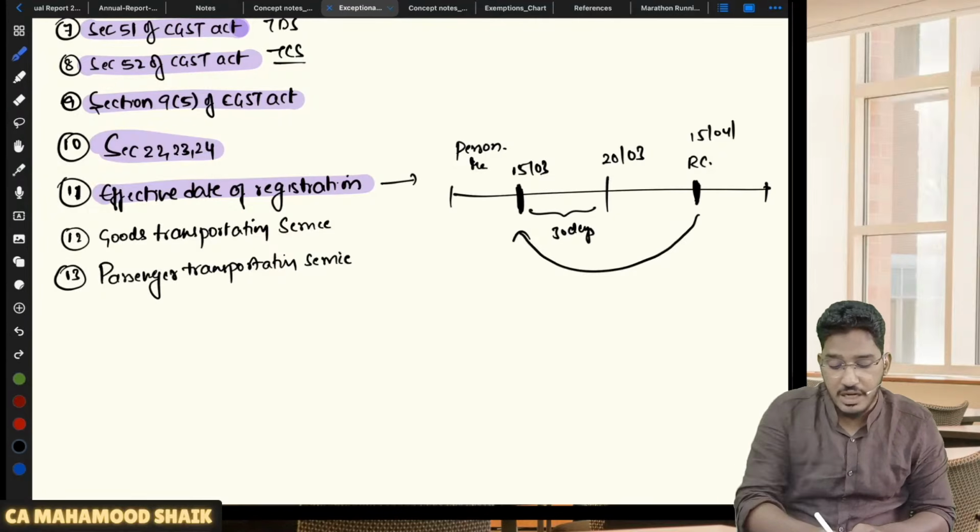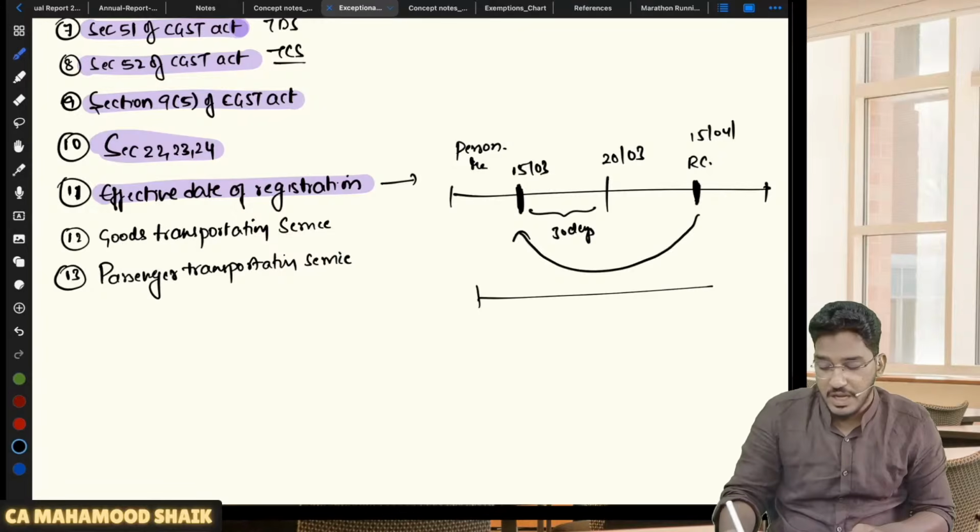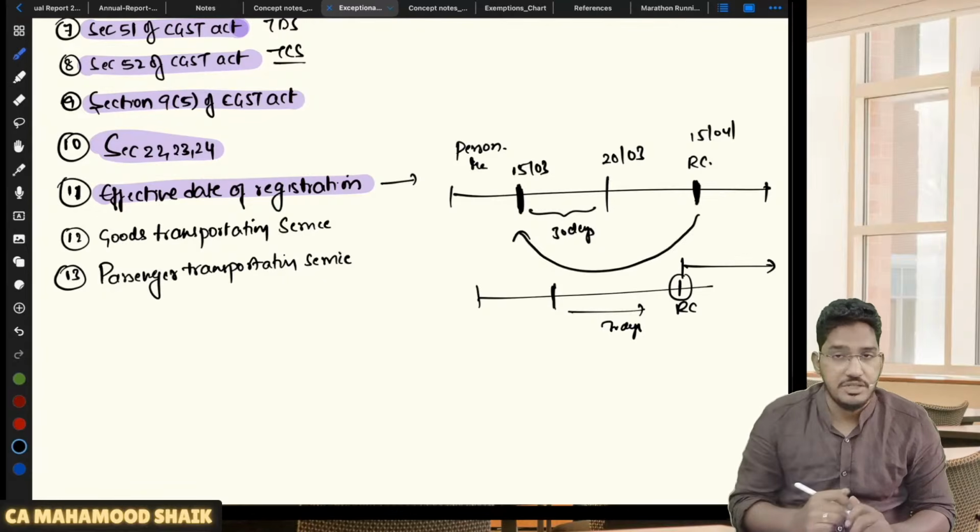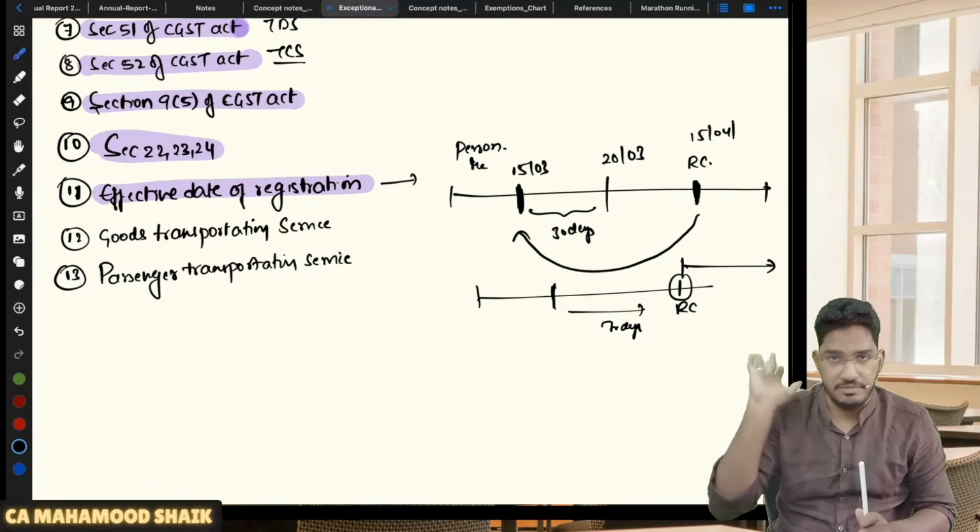Sir, what if I submit an application for registration after 30 days? I become liable for registration, and after 30 days I submit an application for registration, then what will happen? Then my registration certificate will be granted, but from that date itself my registration will be effective. There will be no retrospective effectiveness.